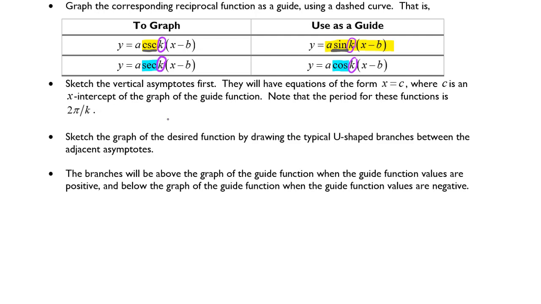Sketch the graph of the desired function by drawing the typical U-shaped branches between the adjacent asymptotes. The branches will be above the graph of the guide function when the guide function values are positive, and below the graph of the guide function when the guide function values are negative. So those are the big takeaways from this page.